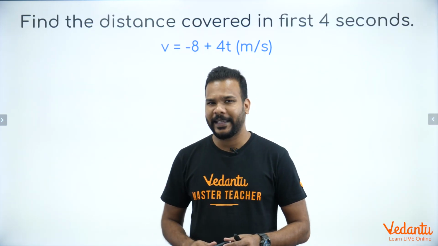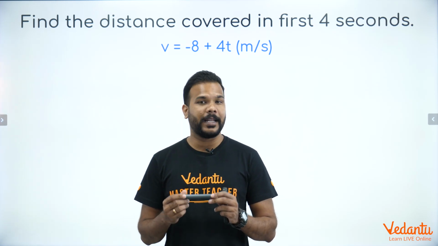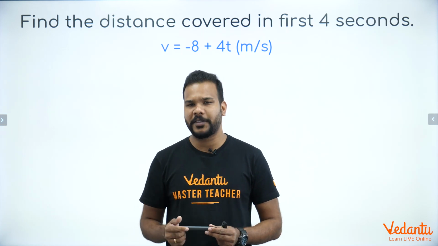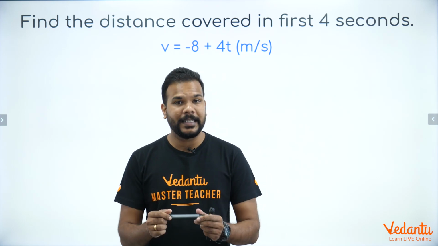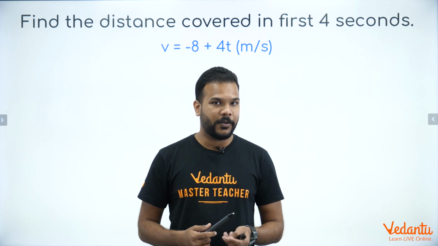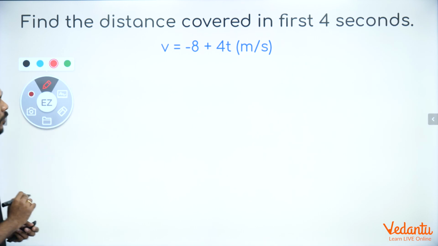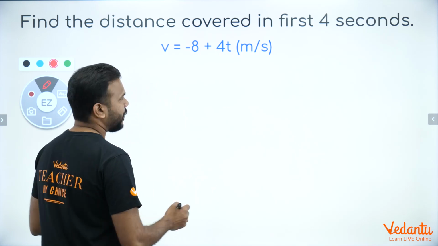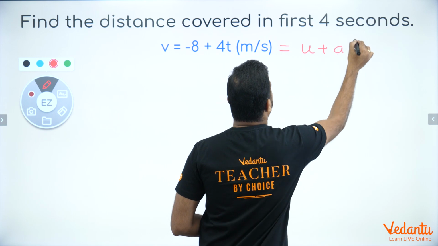Let's look at today's first question. The question says: find the distance covered in the first 4 seconds by a body which is moving on a straight line. The equation of its velocity variation is given as -8 plus 4t. So what do you take out of it? I'm sure you are able to figure out that the question is from uniformly accelerated motion. If you compare it, this is basically u plus at.